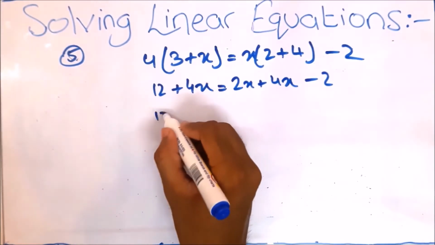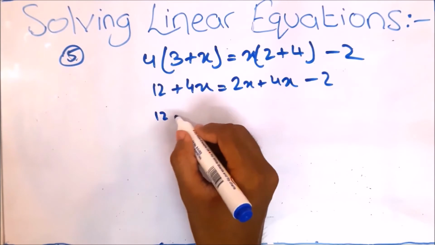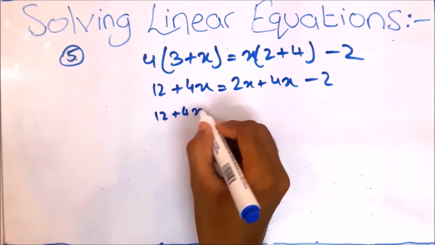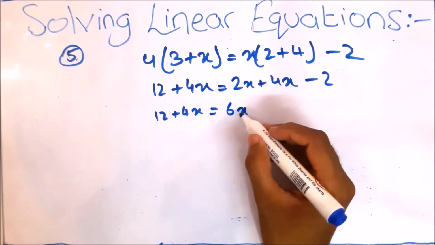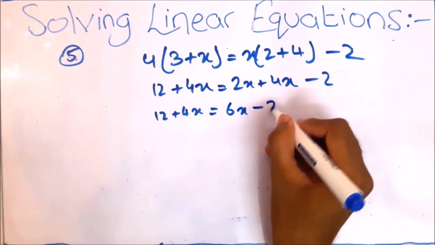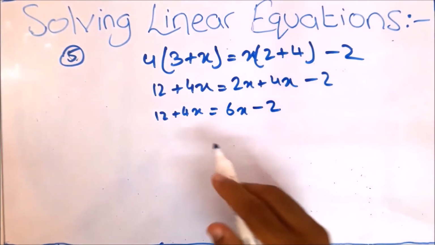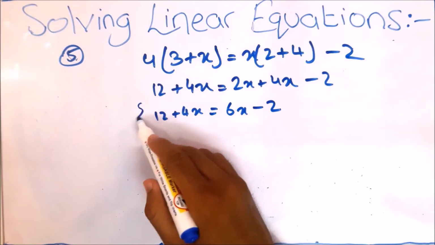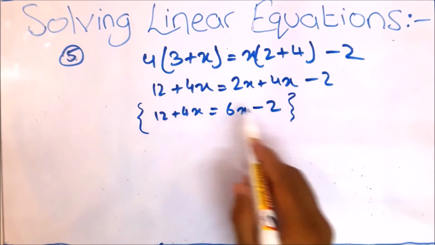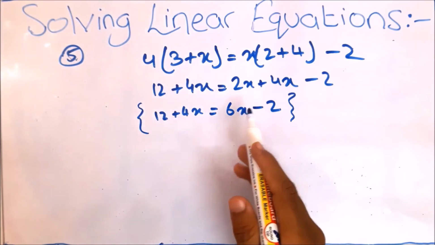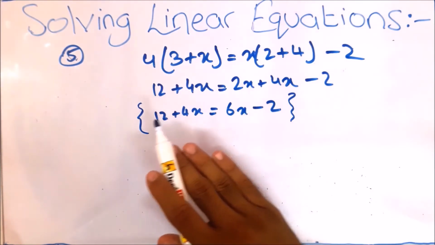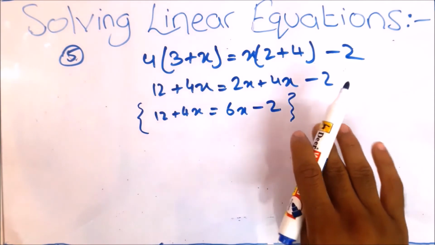We get 12 plus 4x is equal to 6x. 2 plus 4 is 6, minus 2. Okay, when we are left with such an equation over here, the one where we have x's on both sides and constants on both sides, we just take the like things on one side.